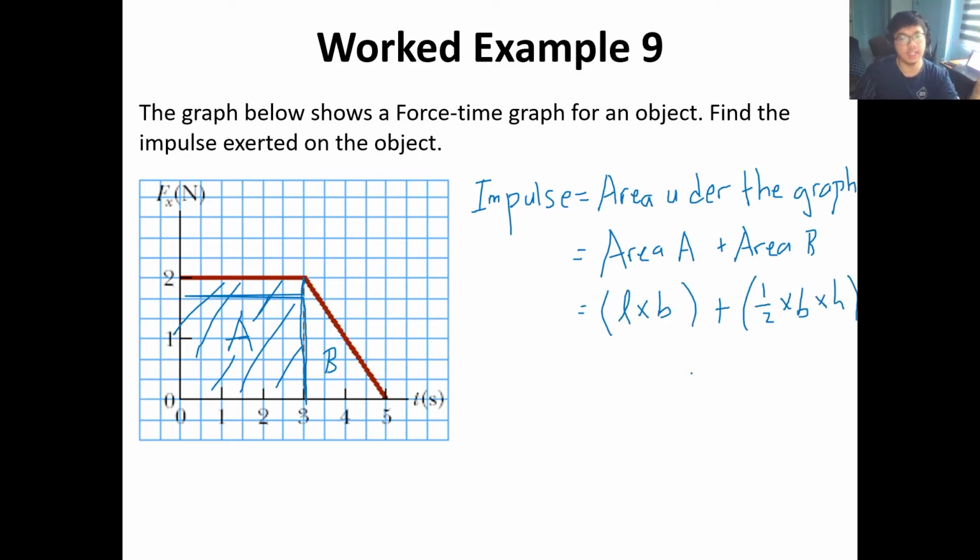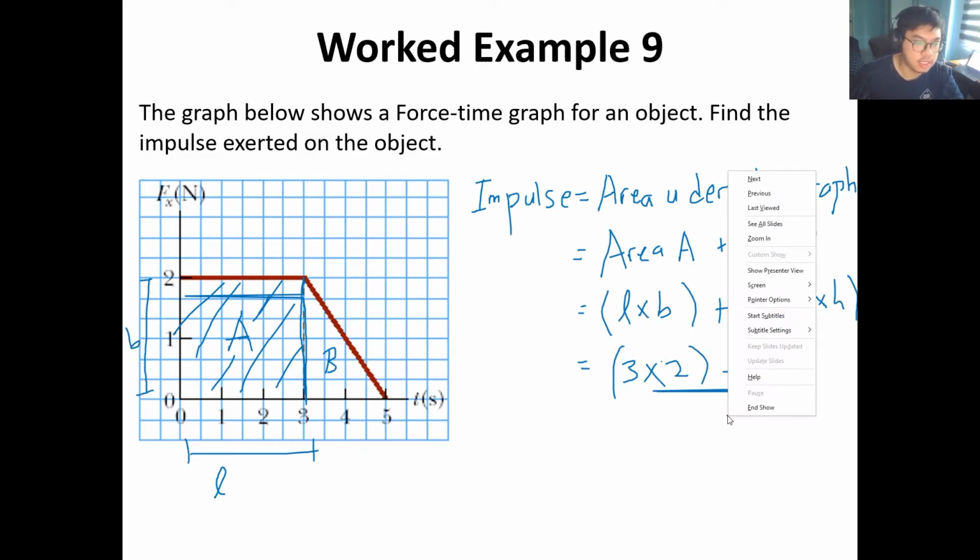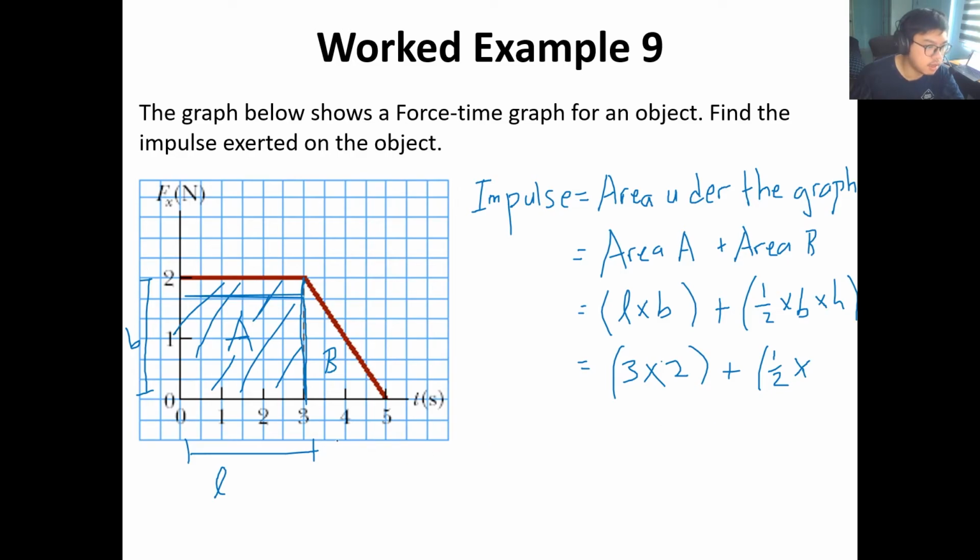Area A is a rectangle, so it's length times breadth. That's the formula. For area B, it's a triangle, so it's half times base times height. So let's put in the numbers. Area A has a length of 3 and a breadth of 2. For area B, the base is this one here, 3, 4, 5. So it has a base of 2 and a height of 2 as well. So 3 times 2 is 6, plus half times 2 times 2, that is 2. And the final answer is 8 Newton second.